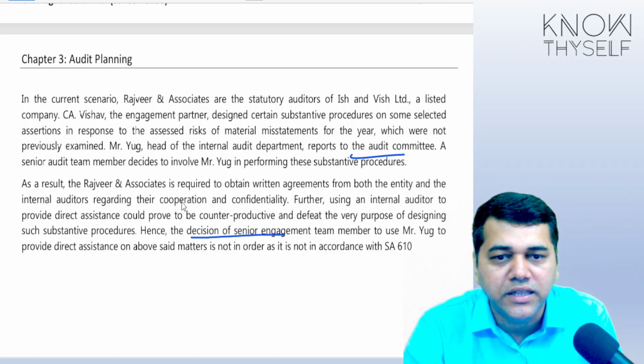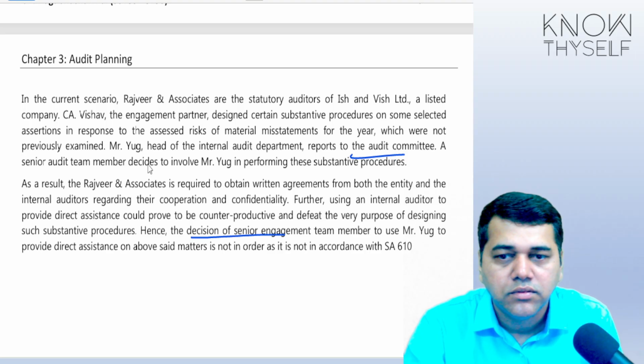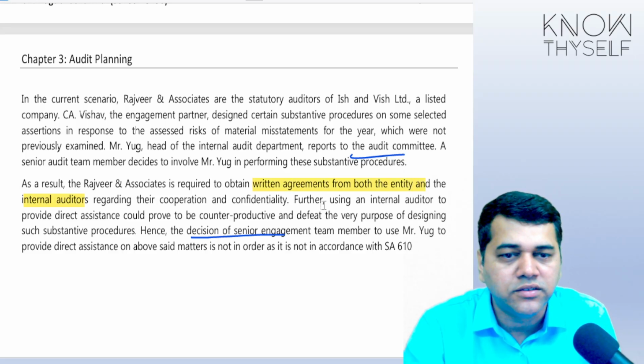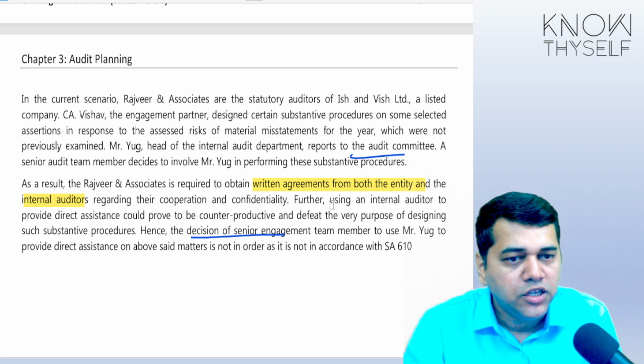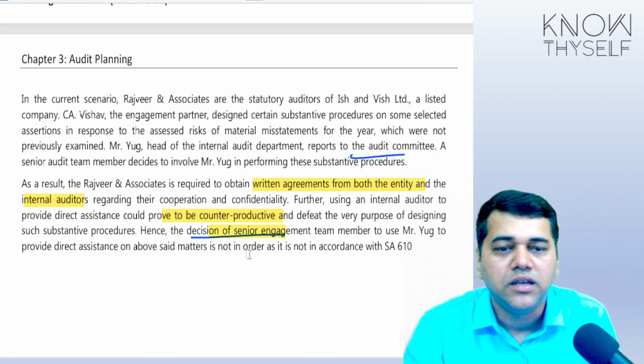Okay, you wanted to bring the element of engagement partner substantive procedure. As a result, they are required to obtain written agreement from both the entity and the internal auditors for confidentiality. Using the internal auditor could prove to be very counterproductive and defect to very provision. Hence, decision of the senior management is not in order.